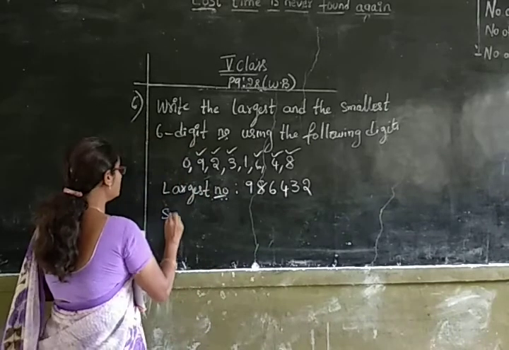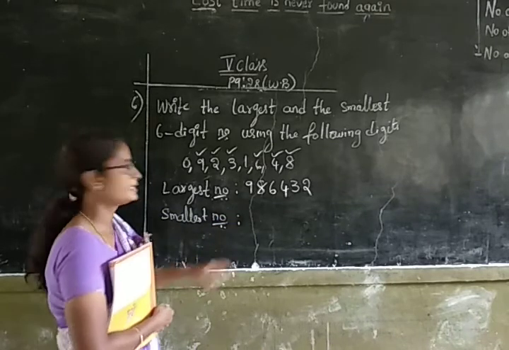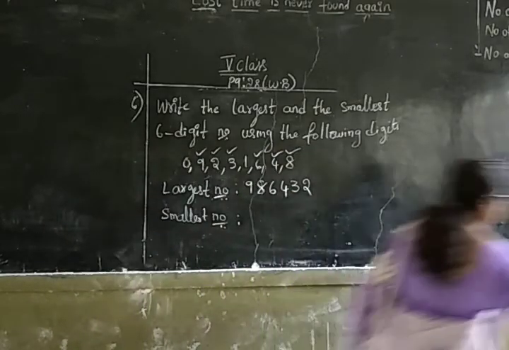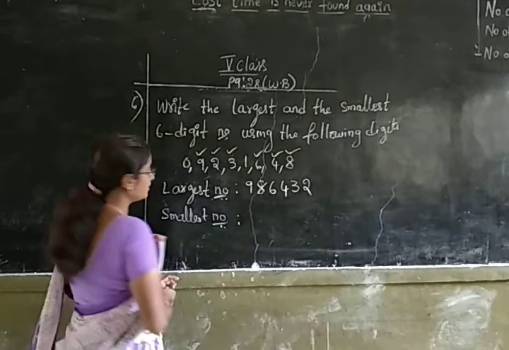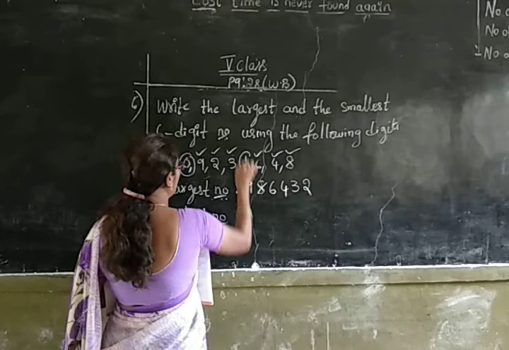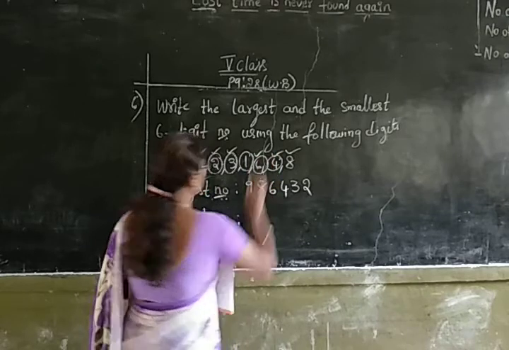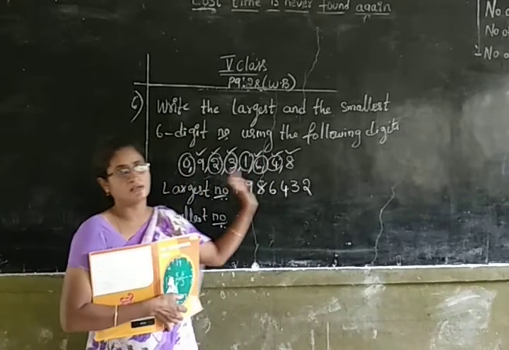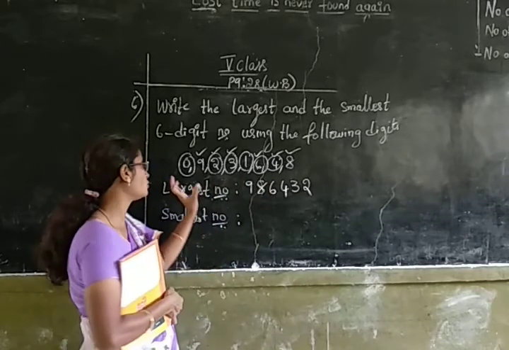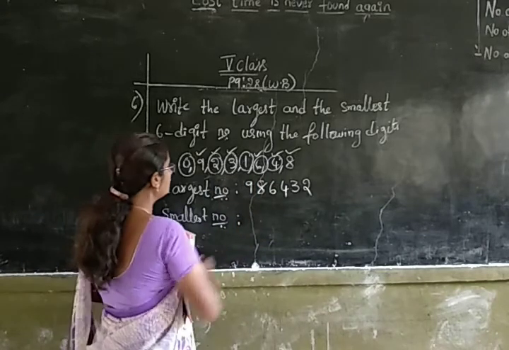Now let us write down the smallest number. For writing the smallest number, you have to select the smallest digits from the given digits. So I have to select 0, 1, 2, 3, 4 and 6. You have to write only a 6-digit number, so you have to select the 6 smallest digits from the given digits.